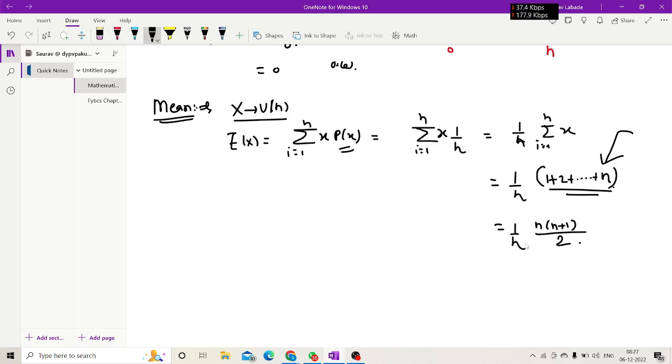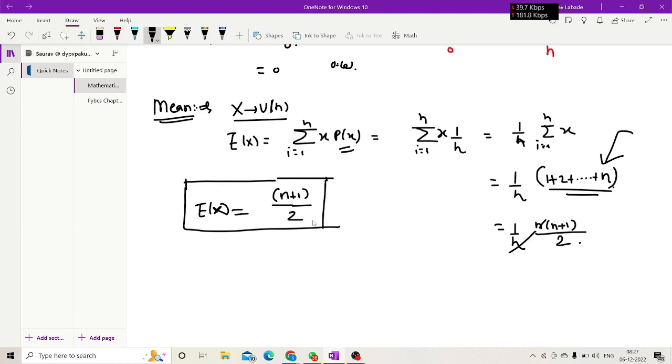Then tell me what is the mean of the uniform distribution? This will be n plus 1 divided by 2, because this n will get cancelled. So that is the mean of the uniform distribution.